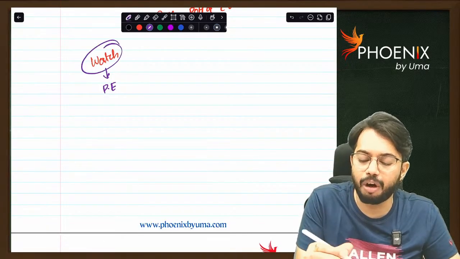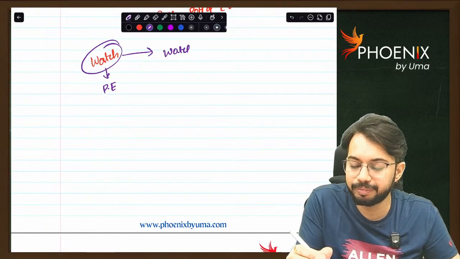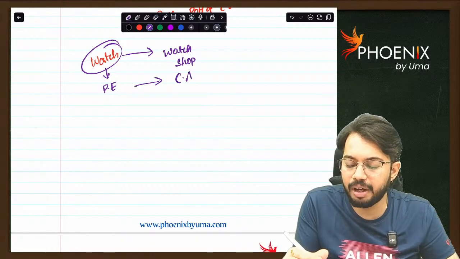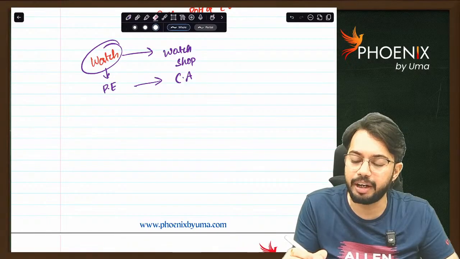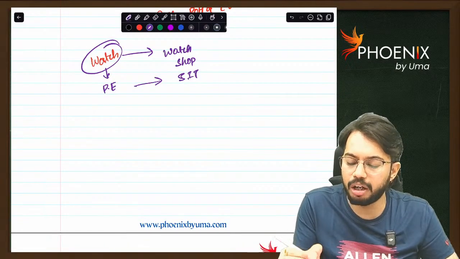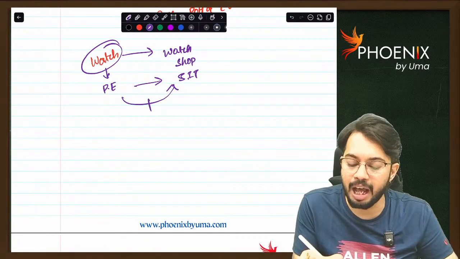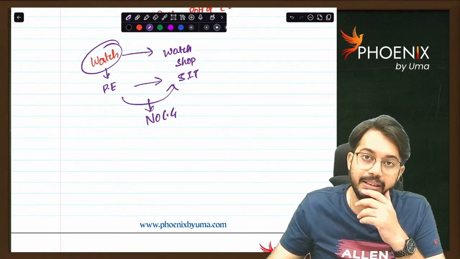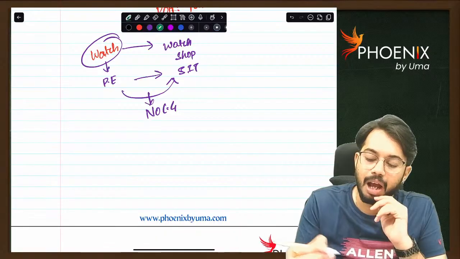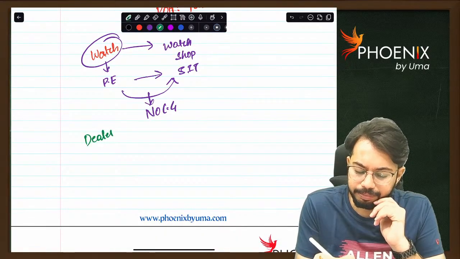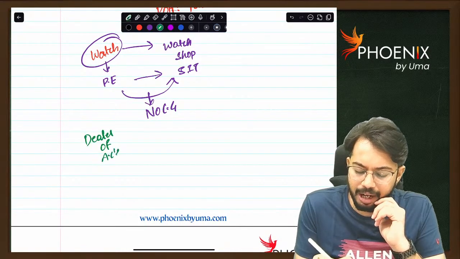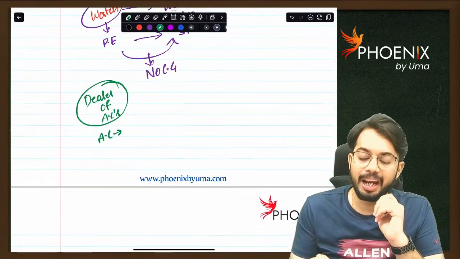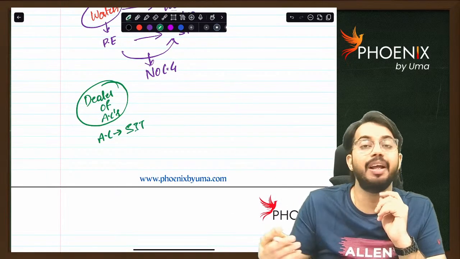But I started a watch shop, so I converted a personal effect into stock in trade. On conversion of personal effect into stock in trade, am I required to calculate capital gains? I'm not required to calculate capital gains. I will tell another example. I am a dealer of ACs. Whenever I am a dealer of air conditioners, the air conditioner will be treated as stock in trade. Am I correct?